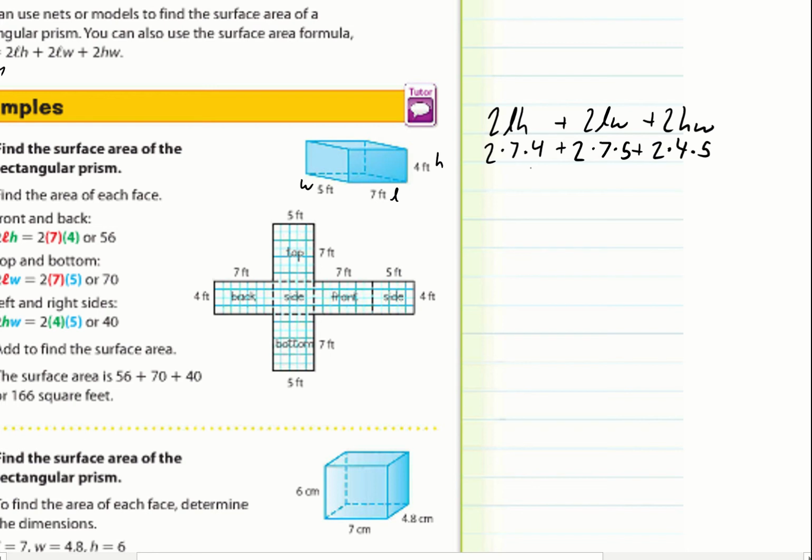So 2 times 4 is 8, 8 times 7 is 56, 2 times 5 is 10, times 7 is 70, 2 times 5 is 10, and that's going to be 40. So that's 110, so it equals 166 feet squared.